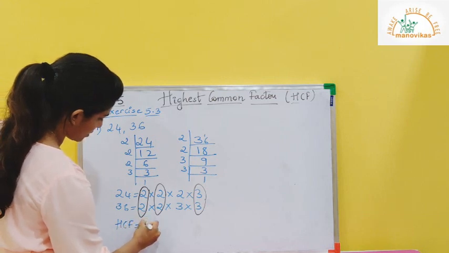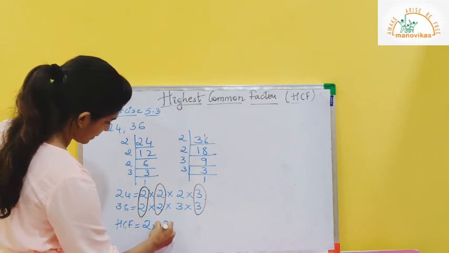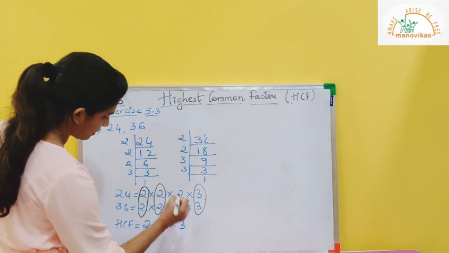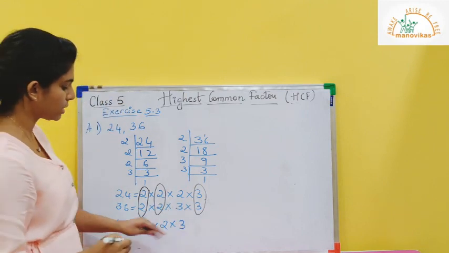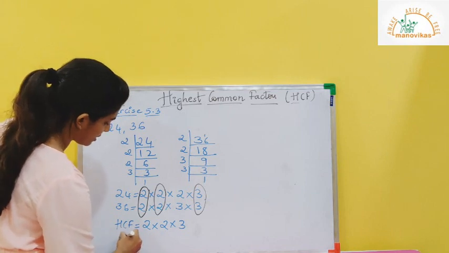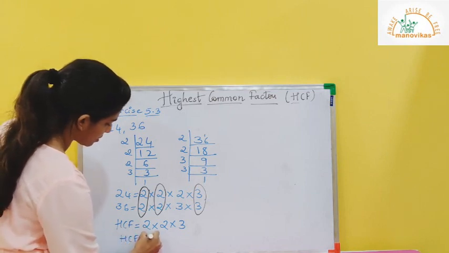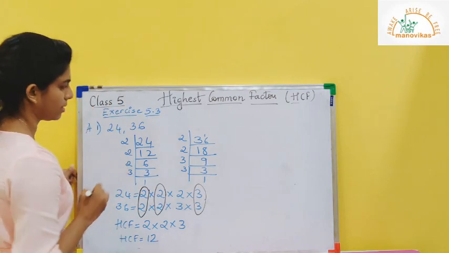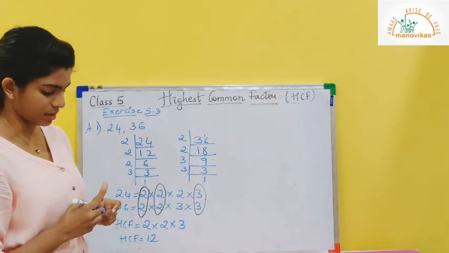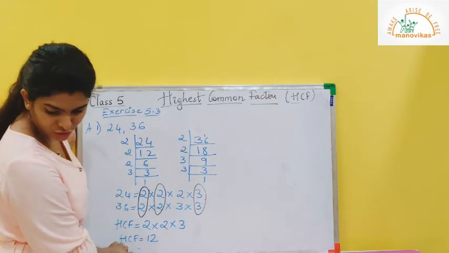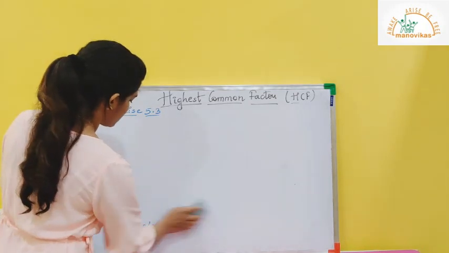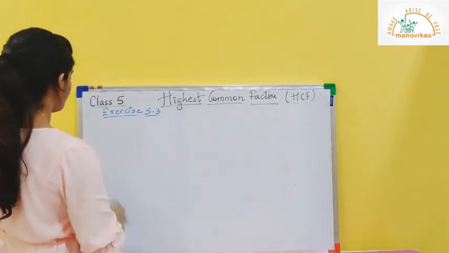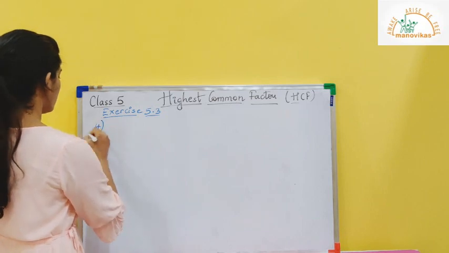So you write HCF is equal to 2 multiplied by 2 multiplied by 3. 2 into 2 is 4, 4 into 3, 12. So HCF is equal to 12. 12 is the answer. Let's do question 4. Fourth one.